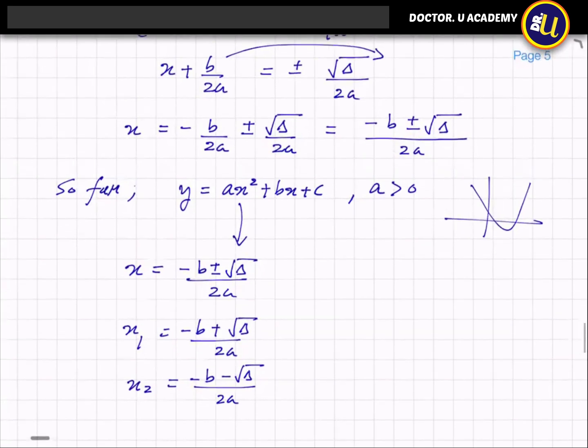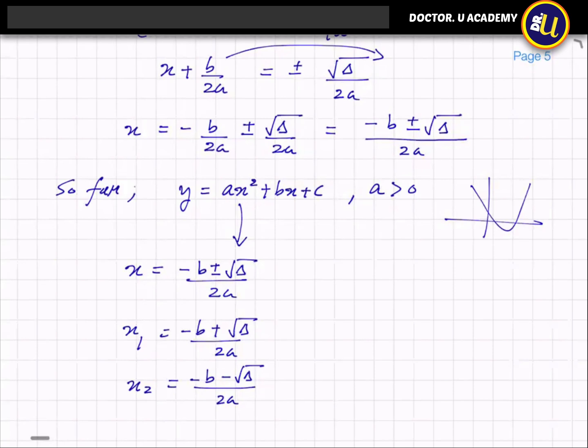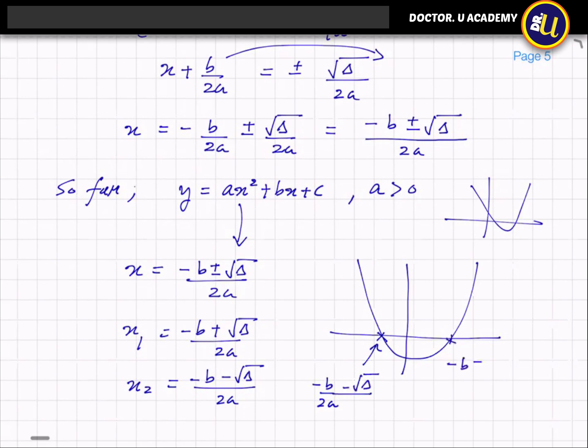So now that will tell you in general, this is x1, which is minus b divided by 2a minus delta. This can be minus b plus delta divided by 2a. Essentially this is x2, this is x1.